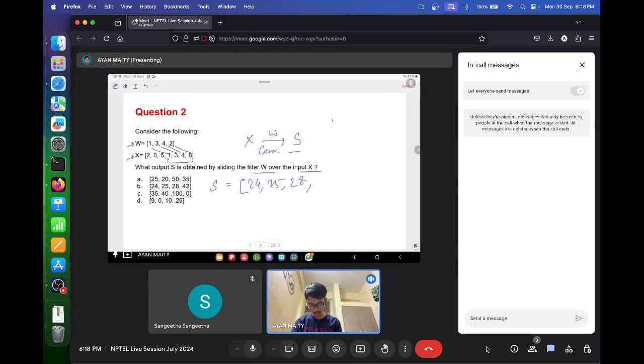So 1 into 1 is 1, 3 into 3 is 9, 4 into 4 is 16, 2 into 8 is also 16. So it would be 10 plus 32, 42. So these are the 4 elements of the output S that we will obtain by convolving the filter W over the input X.